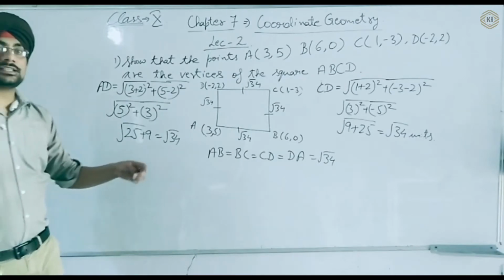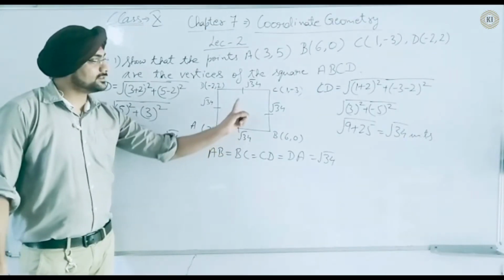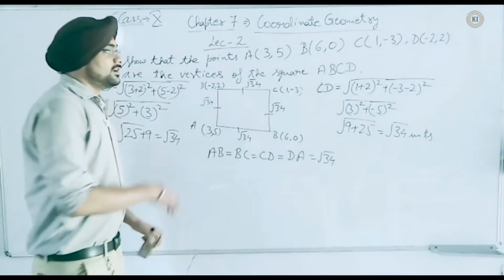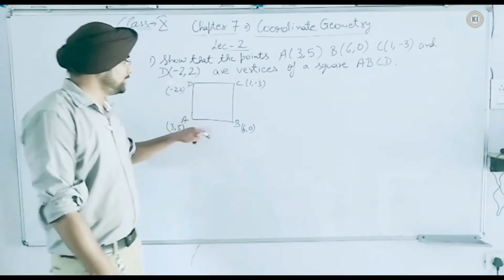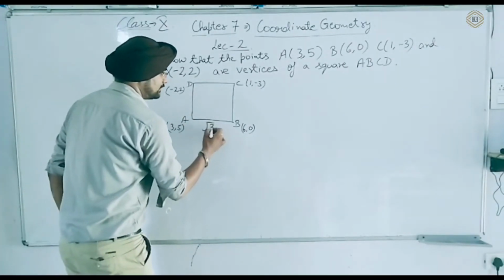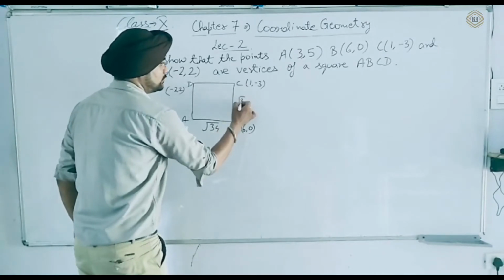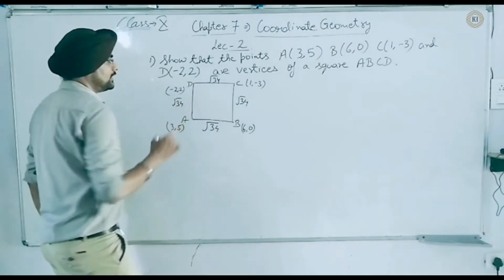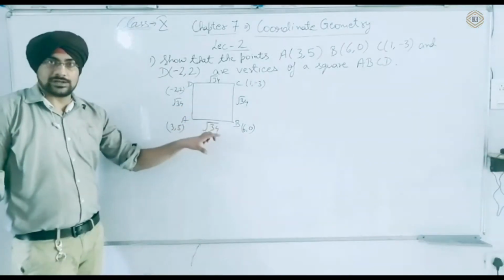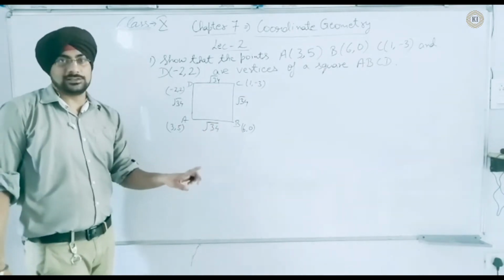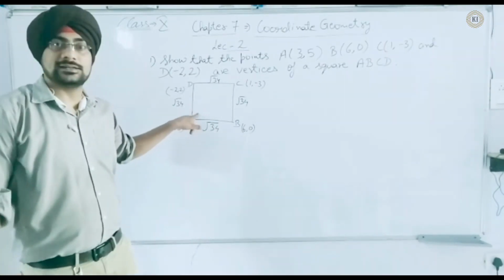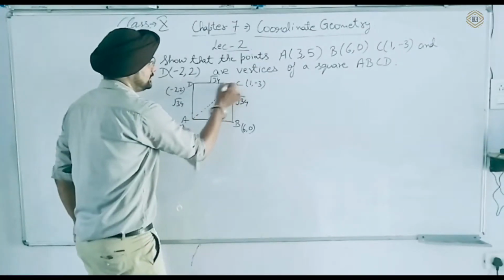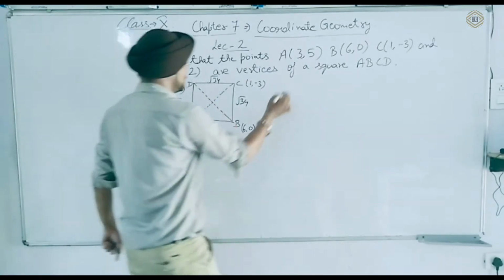But here we can't say that we have proved that it is a square, because a square has all the sides equal, and a rhombus also has all the sides equal. So we have seen that AB is root 34, BC, CD and AD are also root 34, but we can't say that it is a square, because a rhombus also has all sides equal. So what we do here, we take out the distance of the diagonals also, AC and BD.